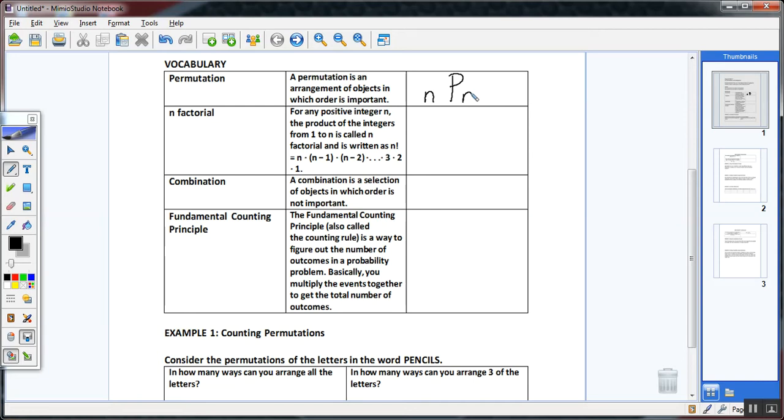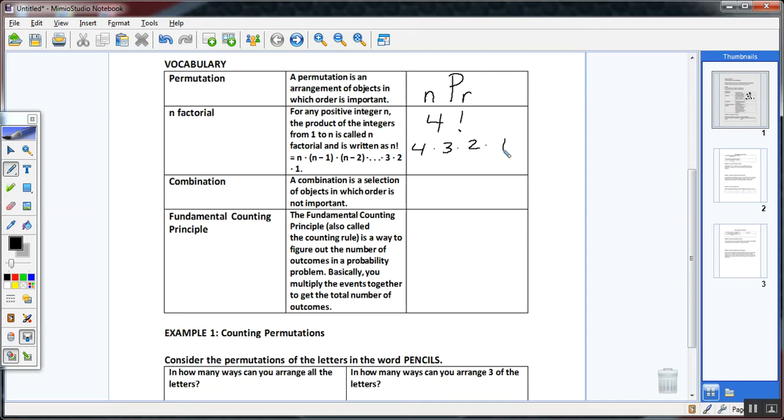Then, n factorial. You're going to hear me talk factorial a lot here. For any positive integer n, the product of the integers from 1 to n is called n factorial and is written as n times n minus 1 times n minus 2 all the way down to 1. So for instance, 4 factorial means 4 times 3 times 2 times 1. In your calculator, punch in 4 and the exclamation point and see what you end up with.